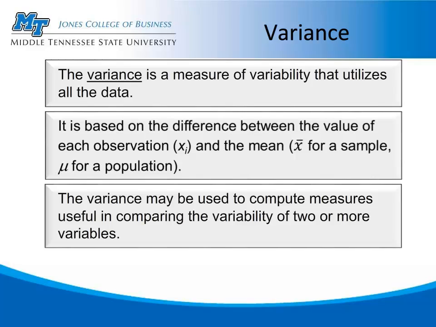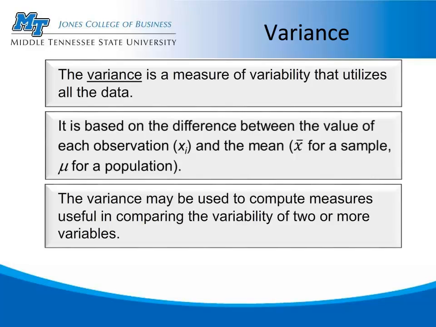Now we've looked at the range, we've looked at the interquartile range, we've looked at a graphical representation where the box is the interquartile range. But arguably, the most widely used measure of variability is the standard deviation. But to get to the standard deviation, you have to go through the variance. The variance uses all the data. It's not just the largest value and the smallest value. It's not just the first quartile and the third quartile. You use all the data when you calculate the variance.